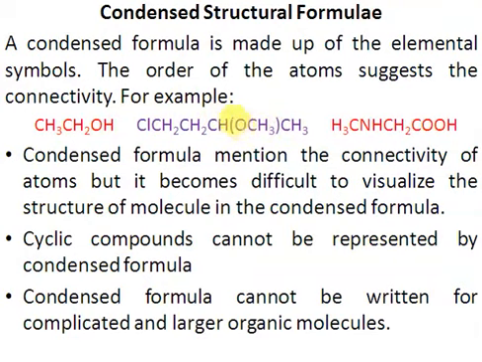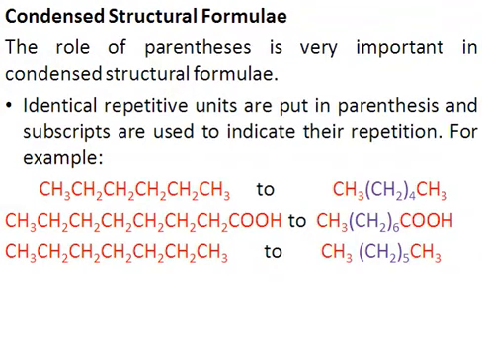Whenever a bracket comes, understand this is a substituent at this position. So there is an O methyl group attached with this carbon here, and there is a methyl, right? Similarly, we have methyl here. This is bonded with NH, NH bonded with CH2, and CH2 bonded with carboxylic acid. So condensed formula becomes difficult when the structure of a molecule becomes more complicated. Further, you cannot draw the condensed formula for cyclic compounds, and also not for larger, more complicated compounds, right?